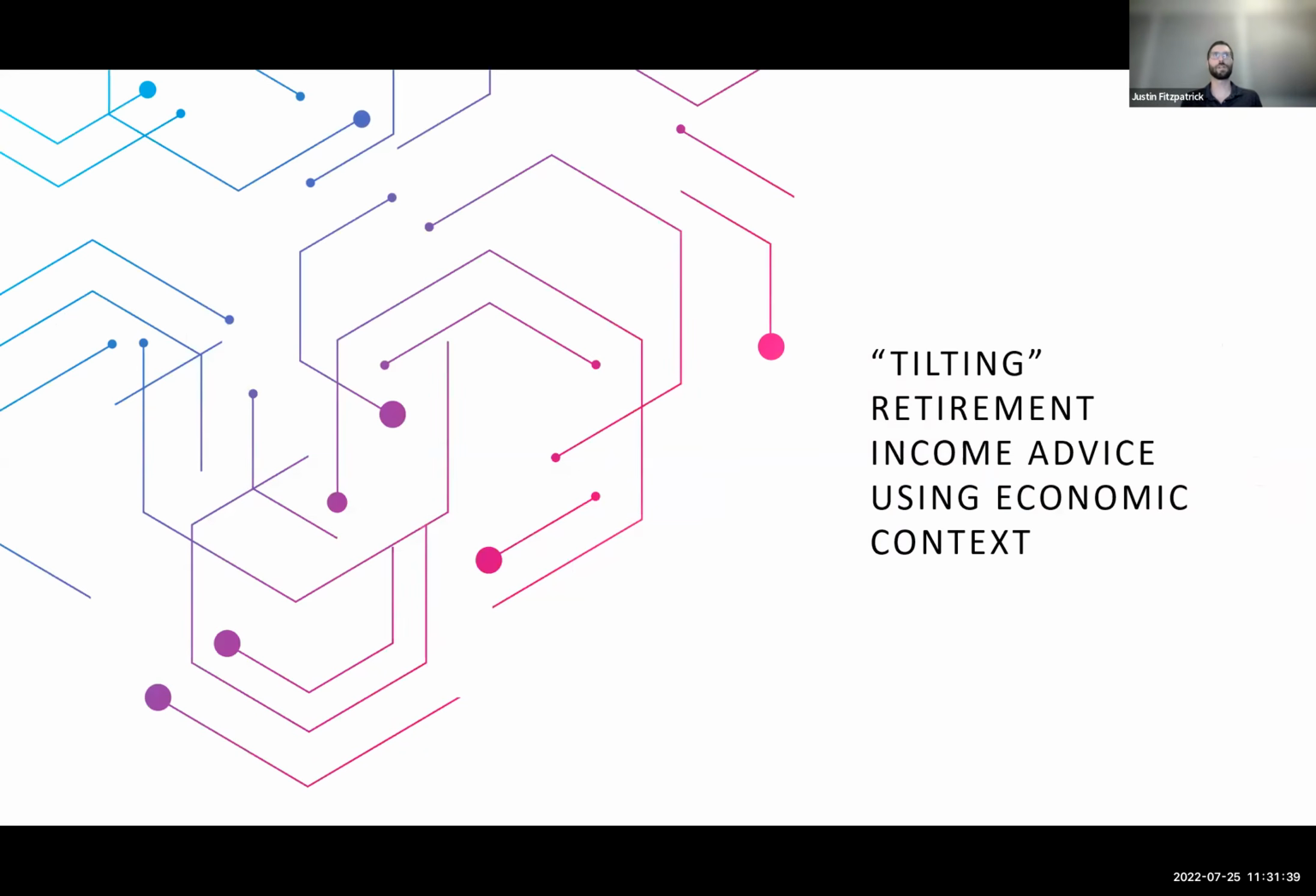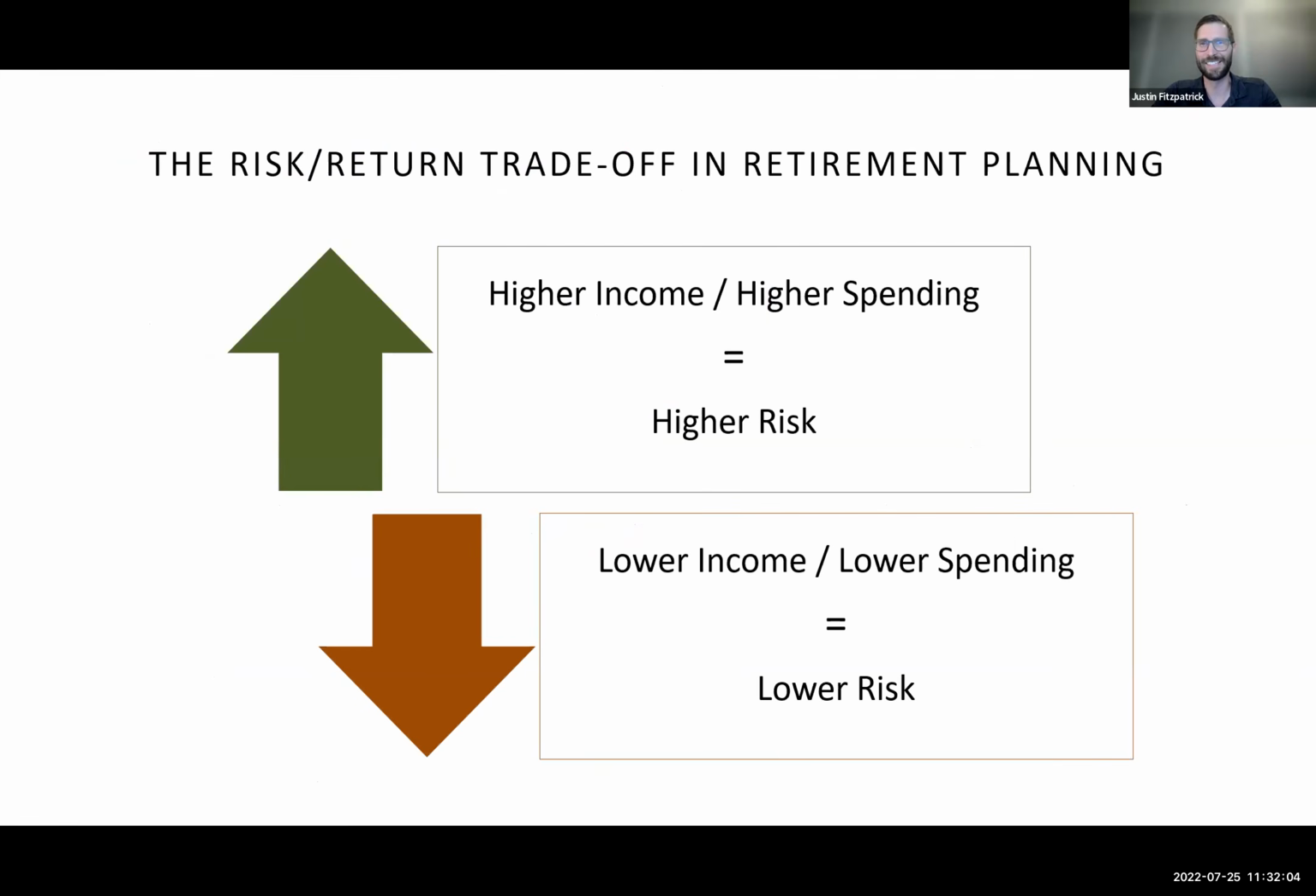Okay, so that's a little bit about communication and communicating economic context. I wrote an article on the Kitces blog with some example scripts about these things too, so you might have a look at that. We'll close with a little bit on tilting retirement income advice using economic context. So a little bit more on the analytical side. If you've had enough charts for today, just close your eyes and this part will fly by.